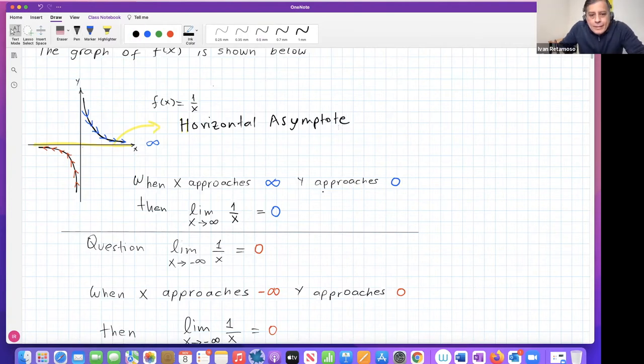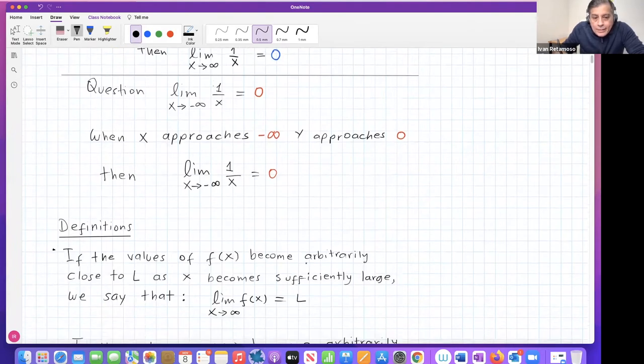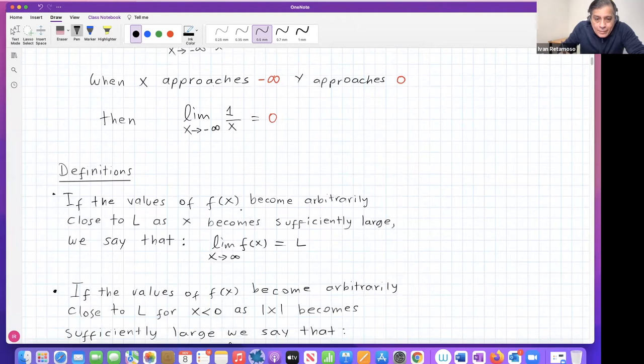All right. Now, the formal definitions for limits at infinity are as follows. If the output values f of x become arbitrarily close to some real number L, in our case, that real number was zero, as x becomes sufficiently large, as x is headed to positive infinity, we will say that the limit of f of x as x approaches infinity is equal to L.